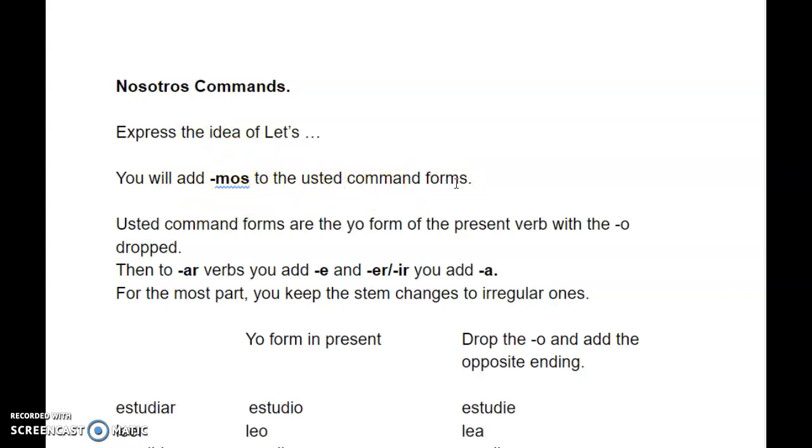It was chapter 9, I think, when we talked about usted command forms. So I'm going to review that, and then we're going to take that and you're just going to add this -mos to it to create these nosotros commands.